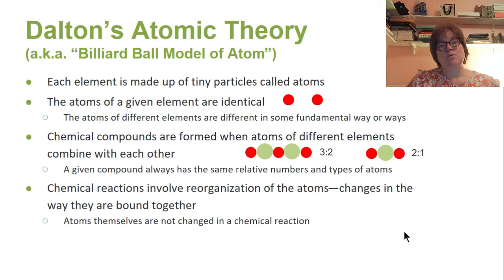And then the last thing was, what is a chemical reaction? A chemical reaction is when you're reorganizing these atoms. So you are changing the way that they're bound together. So you're breaking them apart and forming new compounds with different ratios. And the atoms themselves are not changed in a chemical reaction. We're simply kind of breaking them up and making new patterns and new combinations.